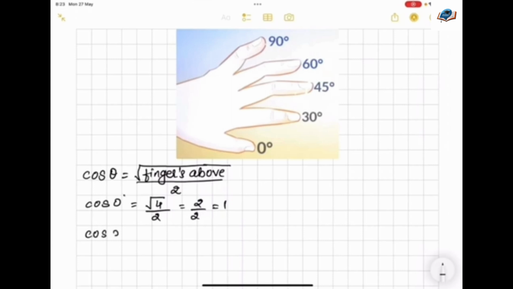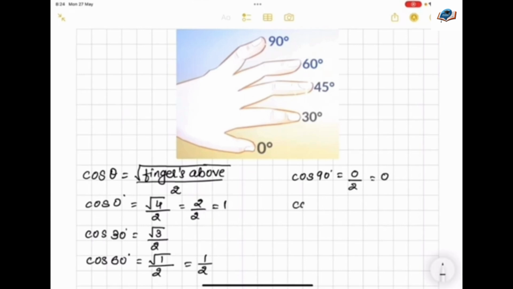Then cos 30 degree will be equal to root 3 by 2. Cos 60 will be root 1 upon 2, so 1 by 2. Cos 90: 0 fingers above, so root 0 upon 2, that is 0. Cos 45: 2 fingers are above, so root 2 upon 2, that will be equal to 1 by root 2.